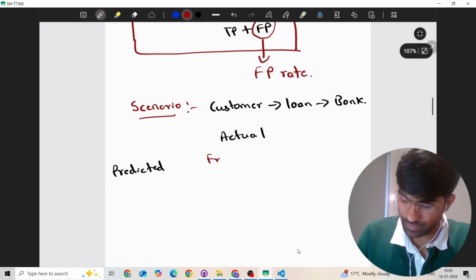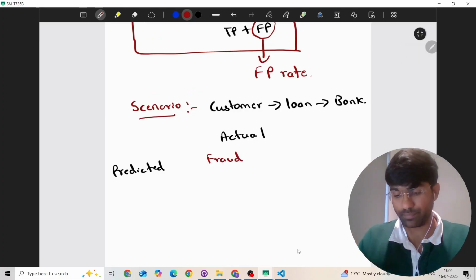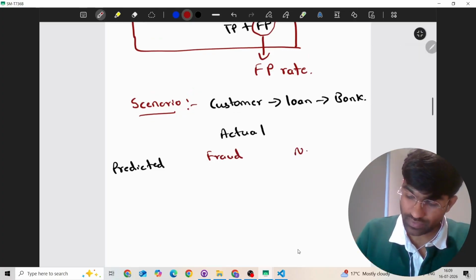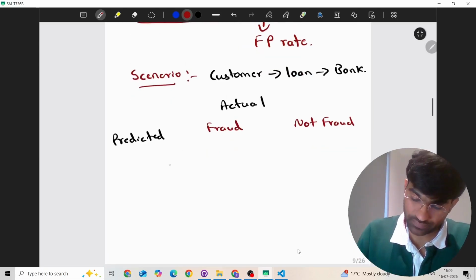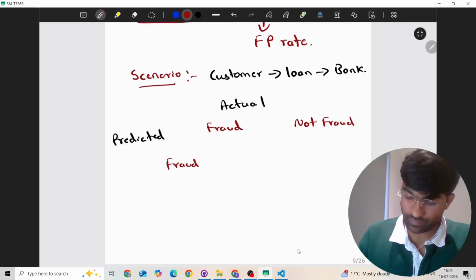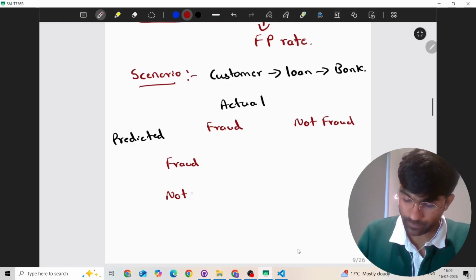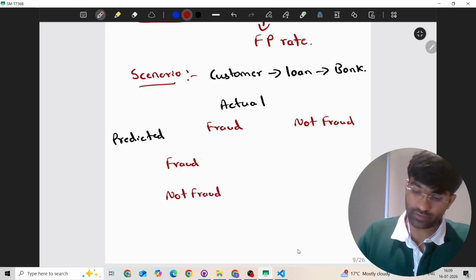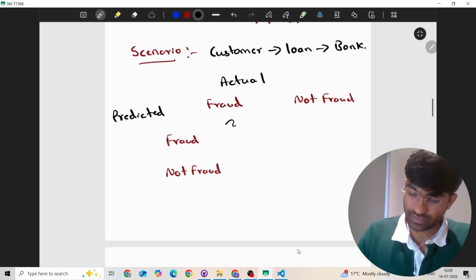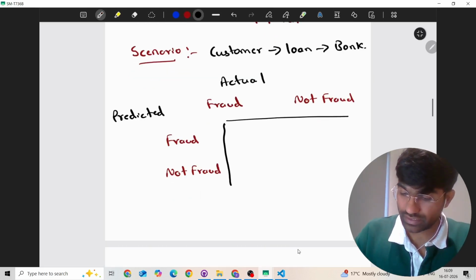Customer might be a fraud, he won't repay the loan, or customer is not fraud, he will pay the loan, he will repay the loan, he will return the loan. So our prediction will also be the same: fraud, not fraud. Let's consider this scenario.